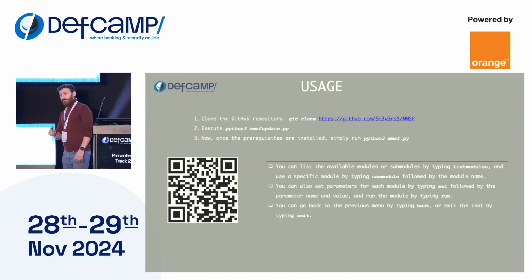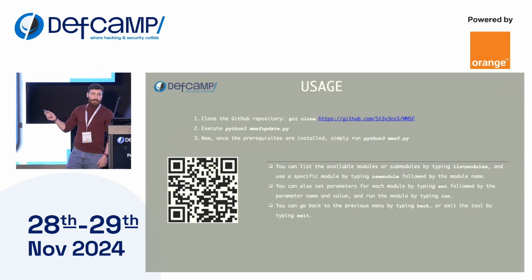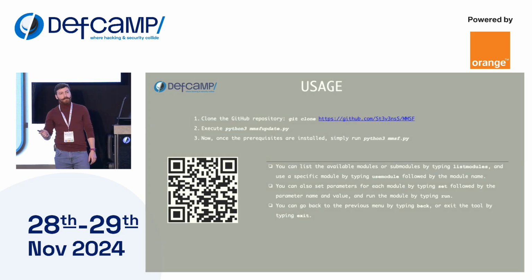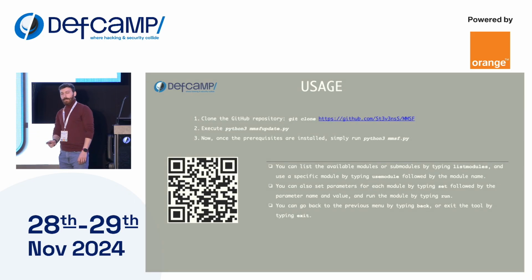And you have to forget about installing manually Frida, Drozer, Objection, Java, Nuclei, and so on. You just have to run MMSF update.py. That tiny script would install everything for you. Would install all the prerequisites and make sure that everything is set up for you to start pen testing.